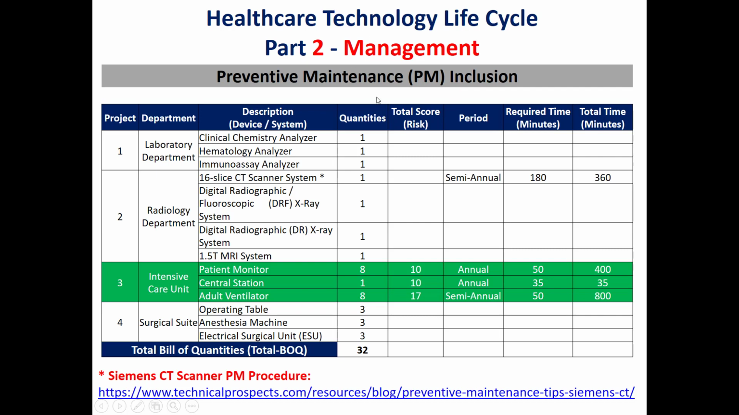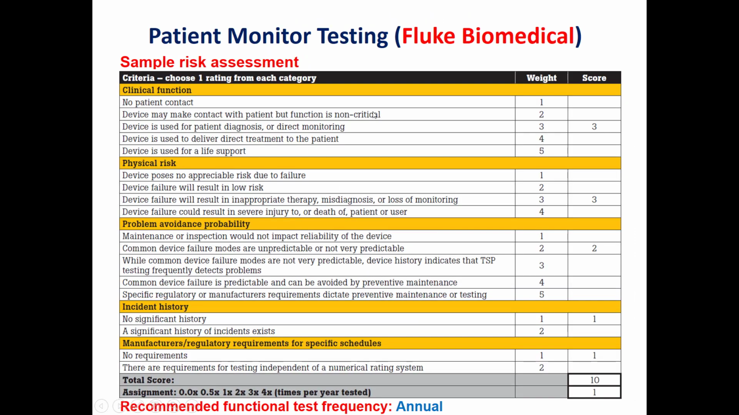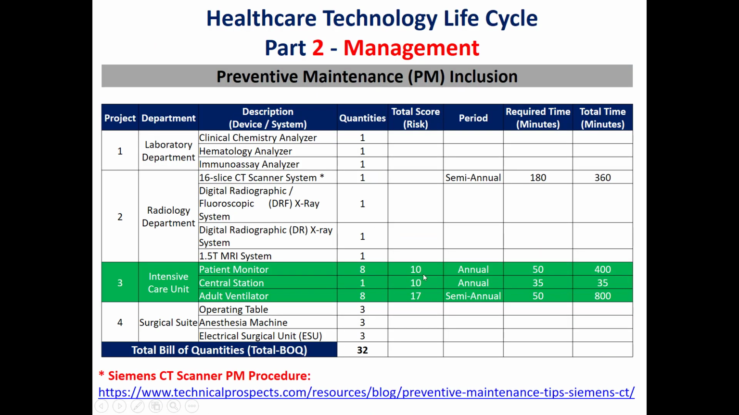So this is another point which also should be considered during the deployment phase. Here, how we can calculate this risk number, as shown here from the previous practical example. I will consider only the intensive care unit. We have the patient monitor, the central station, and the adult ventilator. As we said, we need 8 patient monitors with a central station and 8 adult ventilators.